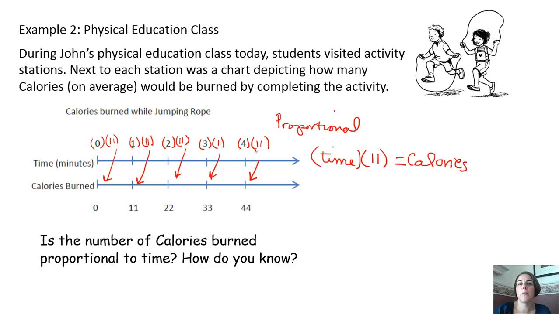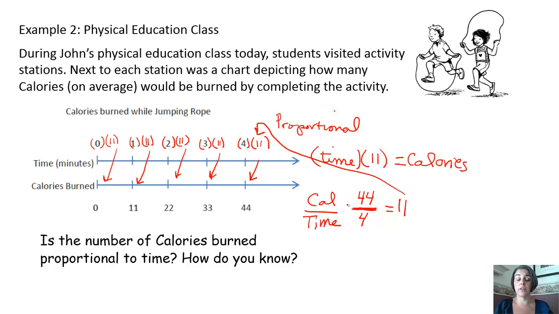If you had a hard time coming up with the 11, you can always just take your second quantity, in this case calories, divide by your first quantity, in this case time. So I just picked one of my calories. I picked 44. I could divide that by the corresponding time of 4. 44 divided by 4, use your calculator if you need, is 11. And the reason you do that is if you're having a hard time figuring out what number to try out, that's a quick way to come up with it.